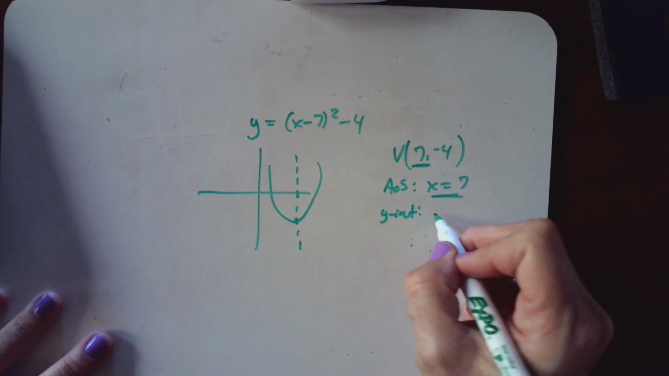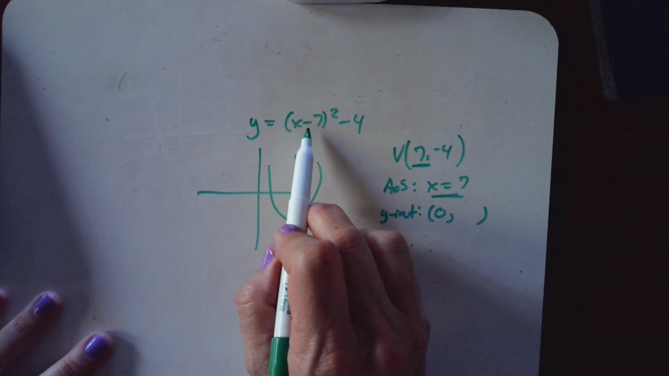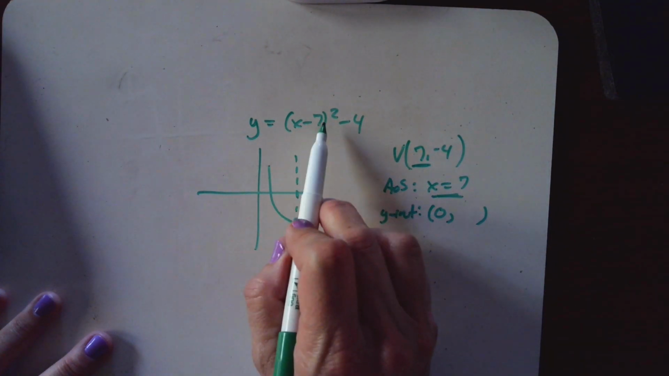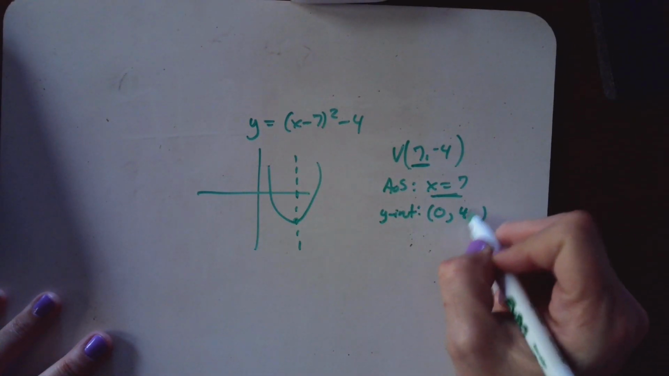The y-intercept. Y-intercept is always very simple. You plug in 0 for x. So if you put a 0 here, you get -7. 0 minus 7 is -7 squared. That's 49. 49 minus 4 is 45.